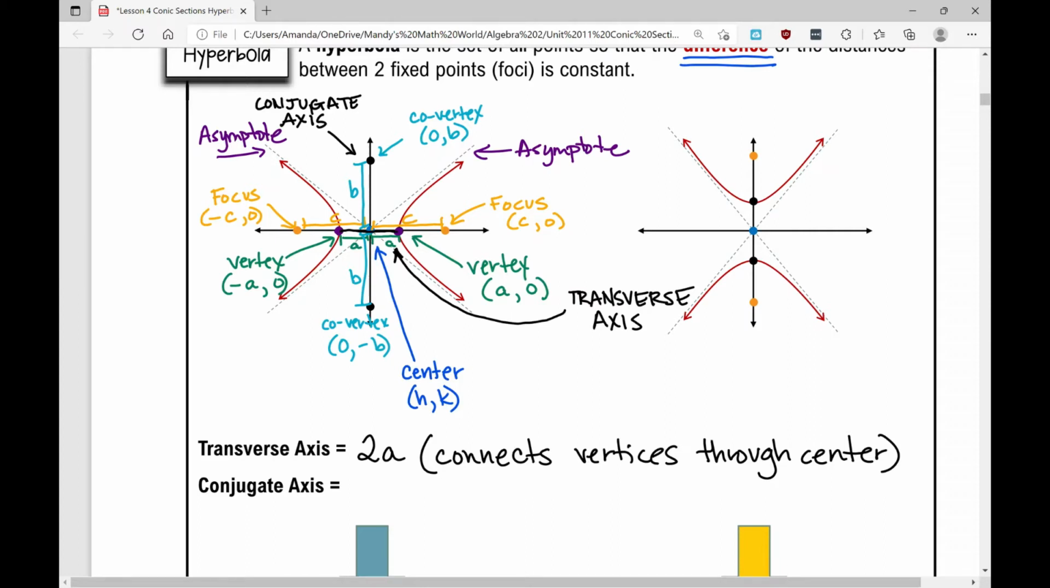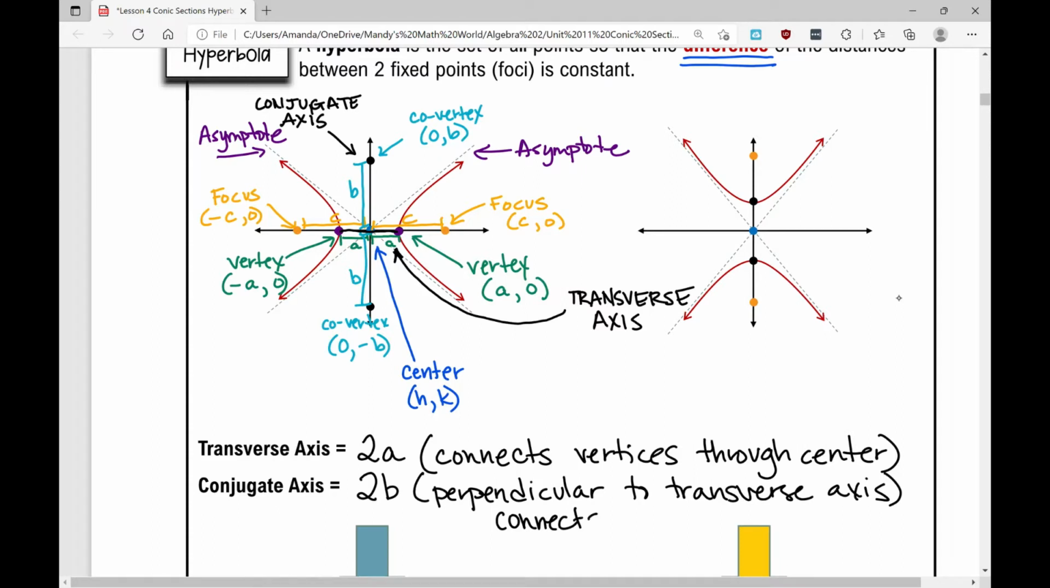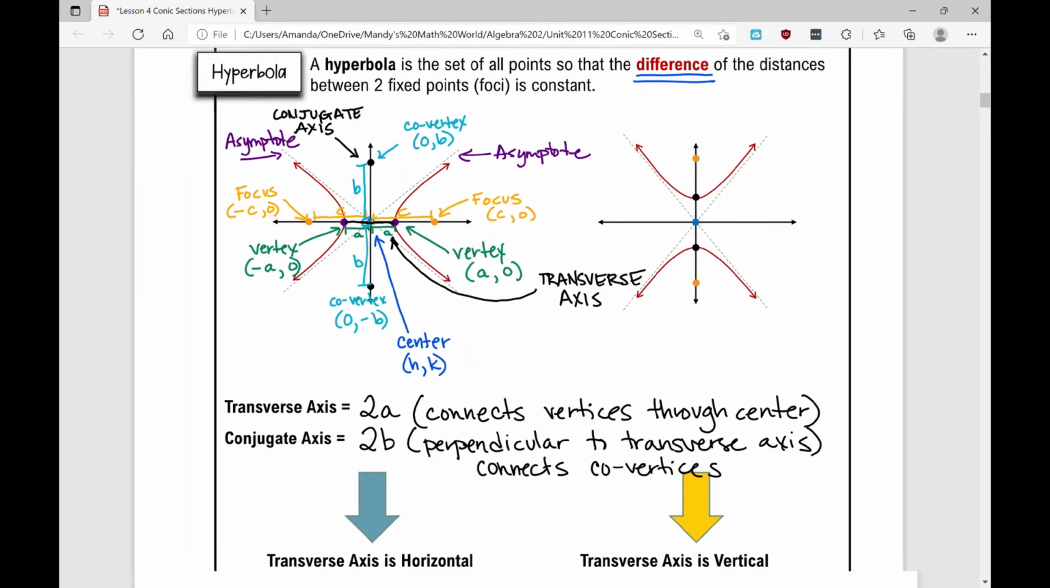Your conjugate axis runs from covertex to covertex, and the length of that conjugate axis, from endpoint to endpoint, is 2b. It is perpendicular to the transverse axis, and it connects the covertices. So these are important things to have in your notes. Okay, so those are parts of a hyperbola.